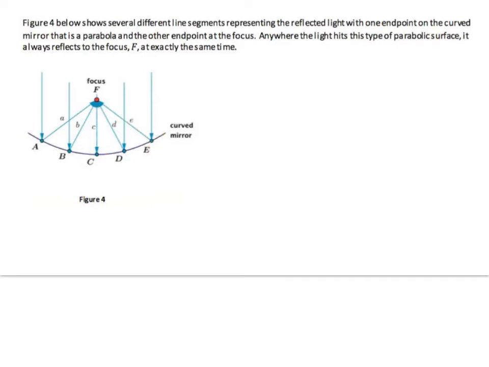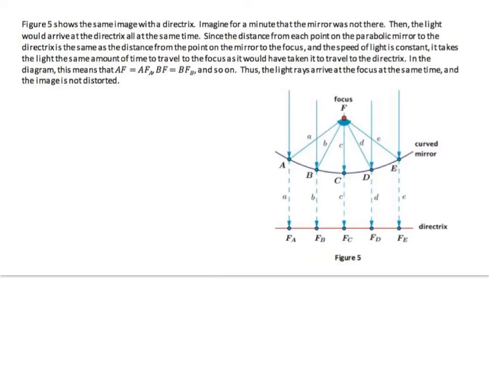With our curved mirror, anywhere the light hits this type of parabolic surface, it always reflects to the focus F at exactly the same time. Okay, figure 5 shows the same image with a directrix. Imagine for a minute that the mirror was not there. Then the light would arrive at the directrix all at the same time.